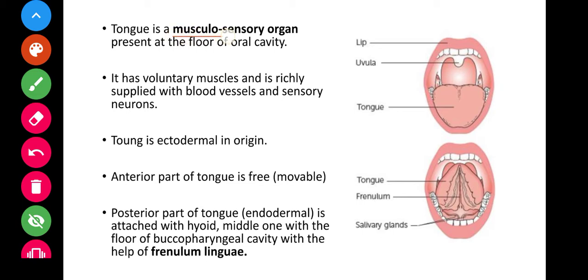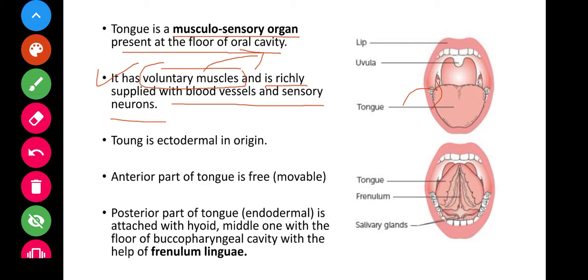Tongue is a musculosensory organ present at the floor of oral cavity. It has voluntary muscles. Voluntary muscles means direct control with our CNS, and it is richly supplied with blood vessels and sensory neurons. Tongue is ectodermal in origin.